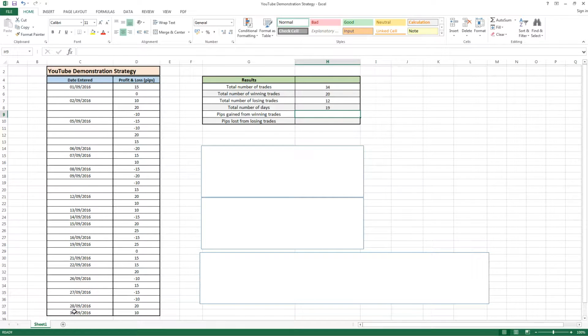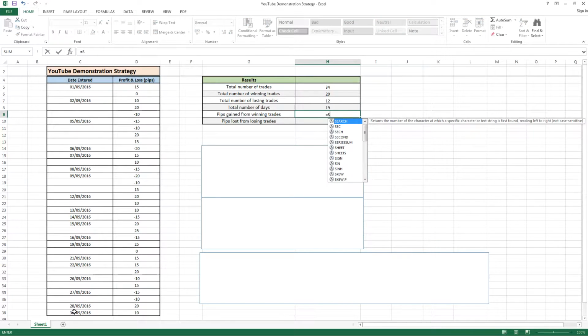Okay, moving on. So pips gained from winning trades. So now we want it to calculate all the pips that we've made from winning trades. So we simply tell it to SUMIF this range.